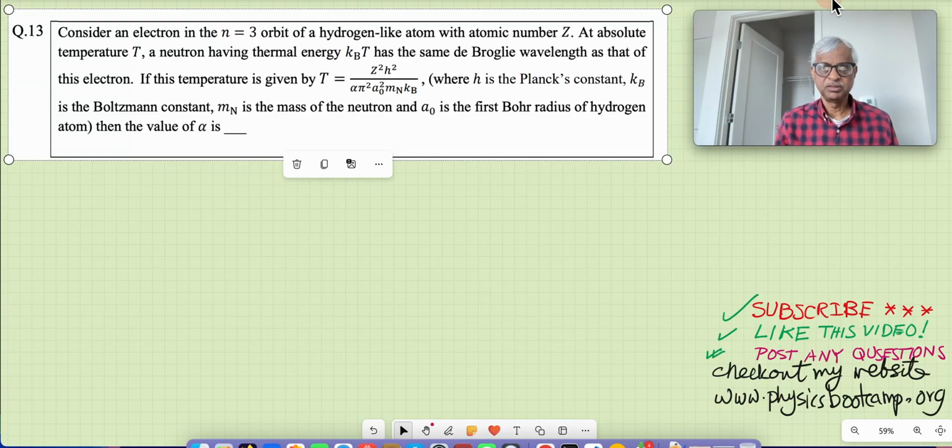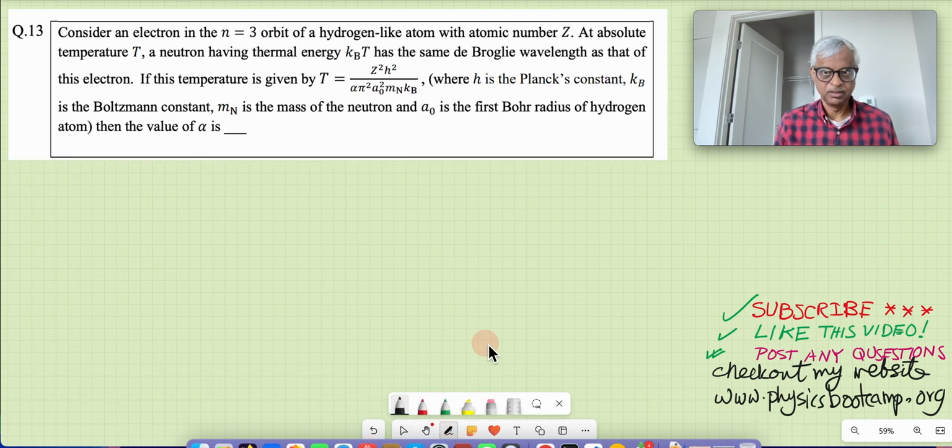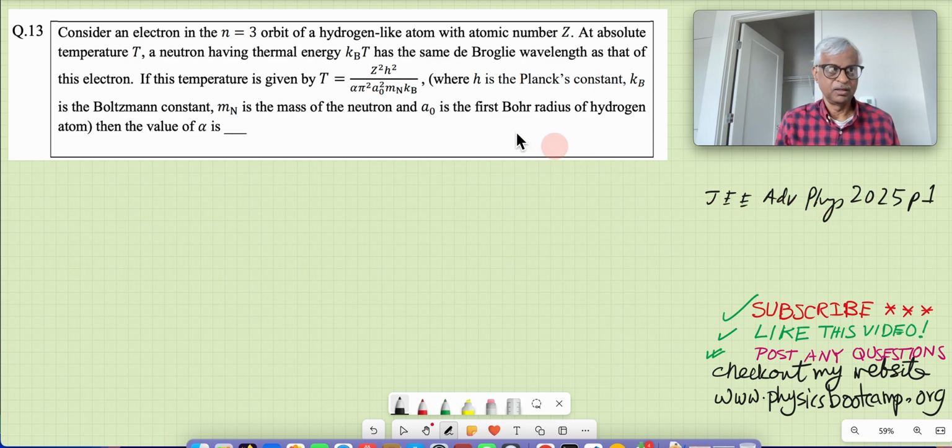So this problem, we are doing this nowadays, is from JEE Advanced Physics 2025, paper 1, question 13. Actually, this is quite a good question, from atomic physics, you might say.